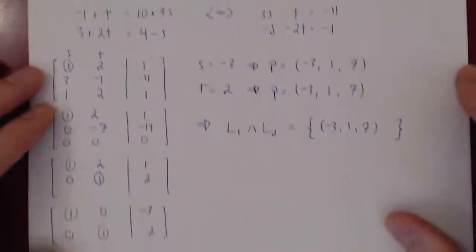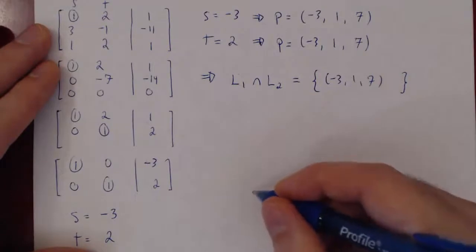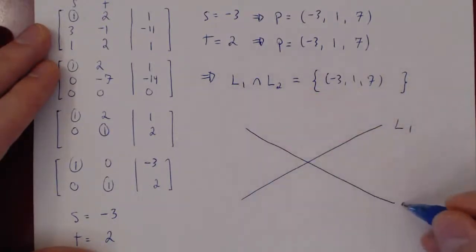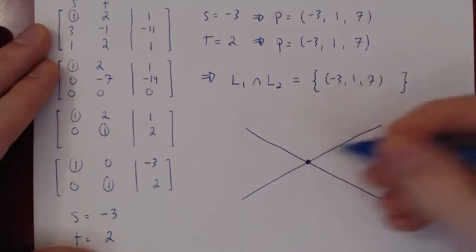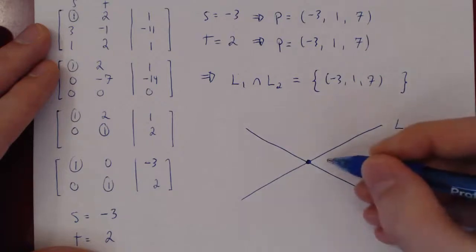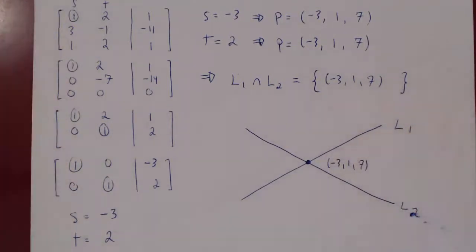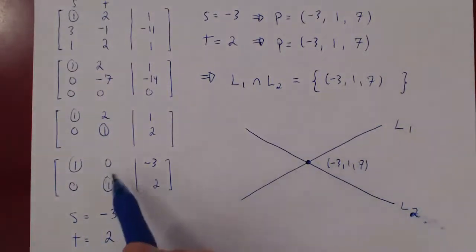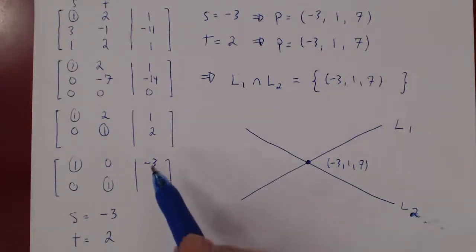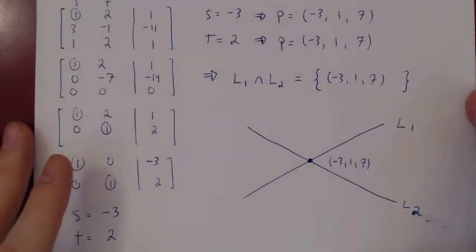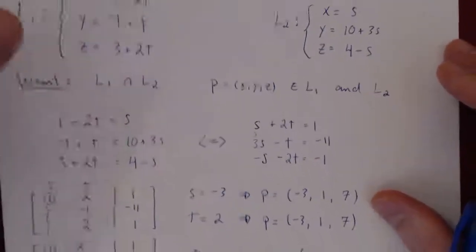So if you visualized this graphically, you can imagine this is line 1, this is line 2. And again, these are two lines in three-dimensional space, and the point where they meet is the point negative 3, 1, 7. If the lines did not meet, you would end up here with, again, an inconsistent linear system, therefore no solution. Let's do one last example of intersection, and that is, what if we intersect now a plane with a line?